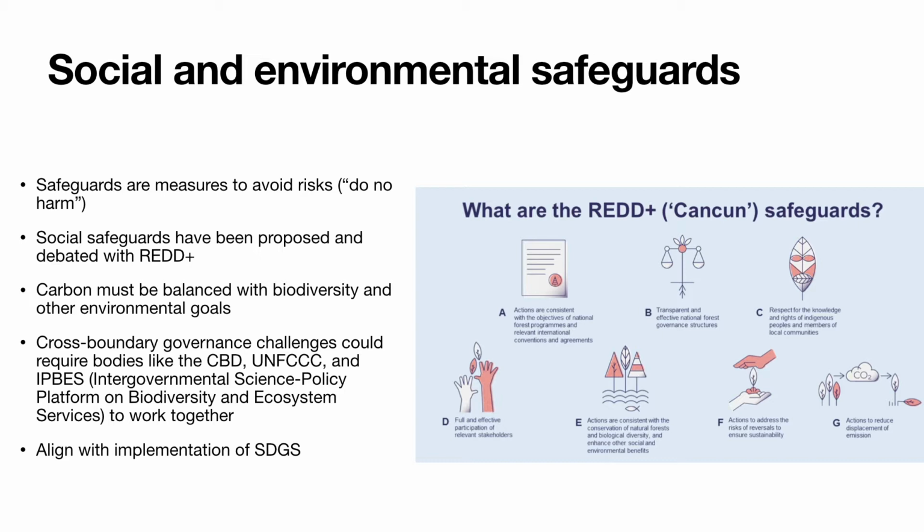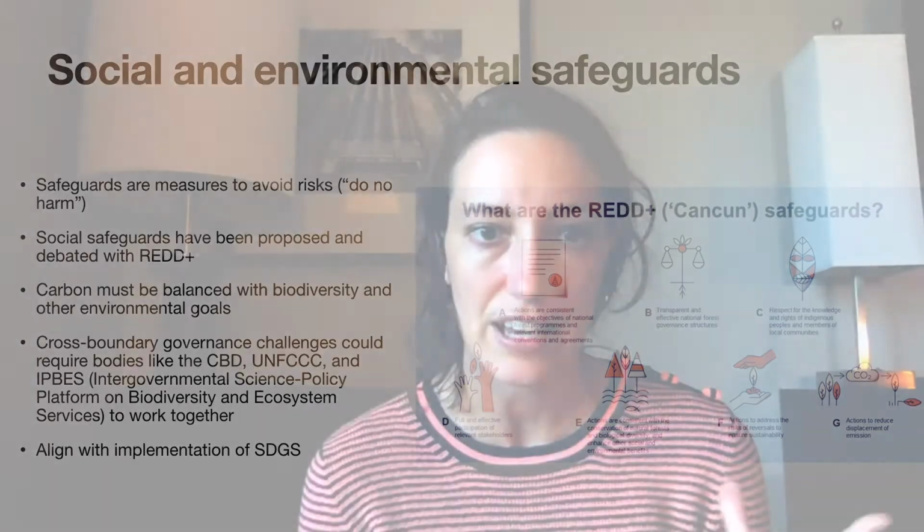So you have the social safeguards and you have the environmental safeguards, because these goals about carbon removal have to be balanced with biodiversity and other environmental goals and also other community goals. And so these are challenges that go beyond just one particular international treaty or governance regime, right? It requires these different bodies that we have that work on these things to really coordinate and work together to make sure that the implementation of carbon removal using nature-based solutions at scale aligns with the Sustainable Development Goals.